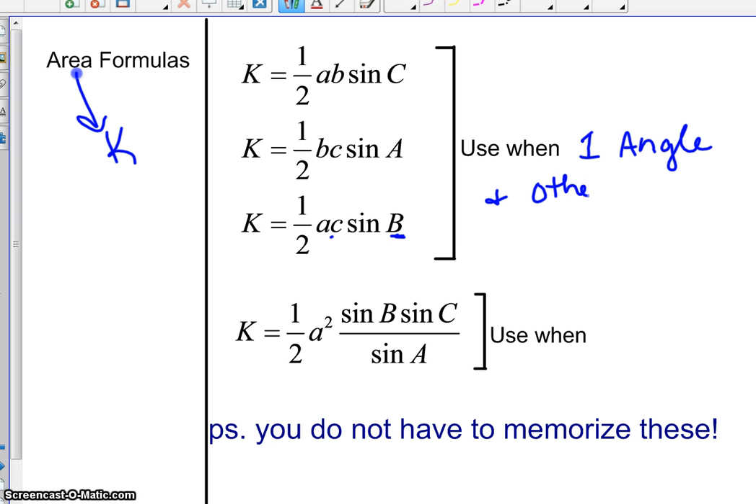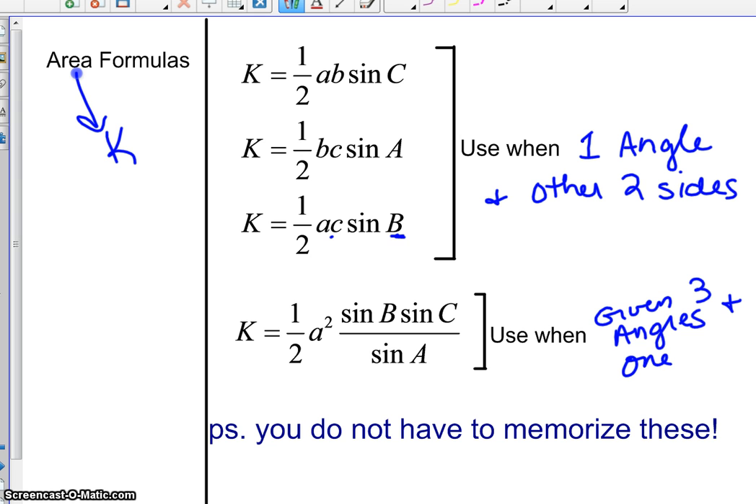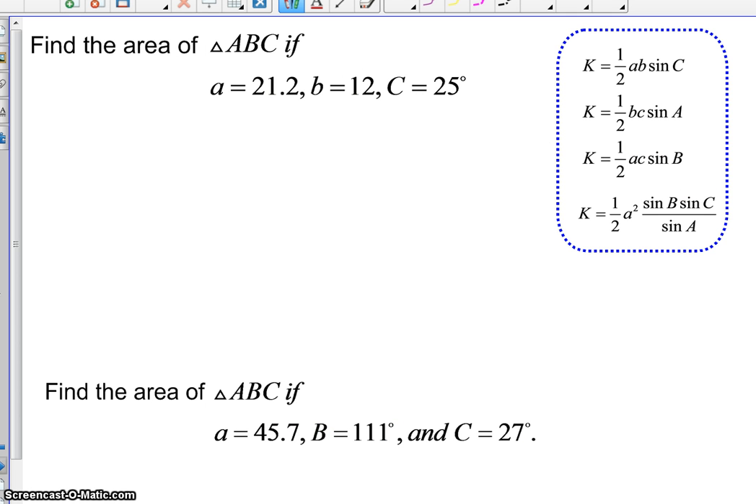I'm going to call them the other two sides, so not the side across from the angle. When we're given all three angles and only one side, then we're going to use this second formula. So when we're given three angles, or two, because we could always use the 180 rule to find the third, and only one side, that's when we use this second formula. It's going to be a lot about how we replace the formulas, and then plug in our numbers and chug out an answer.